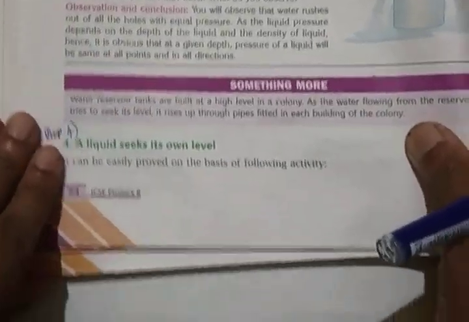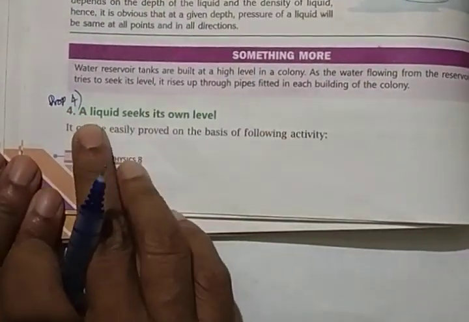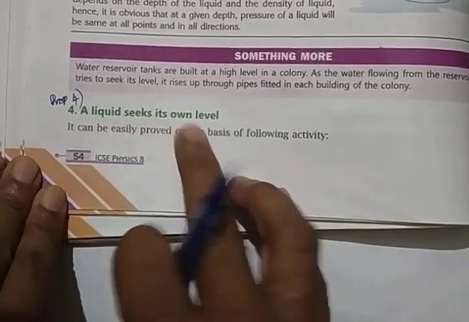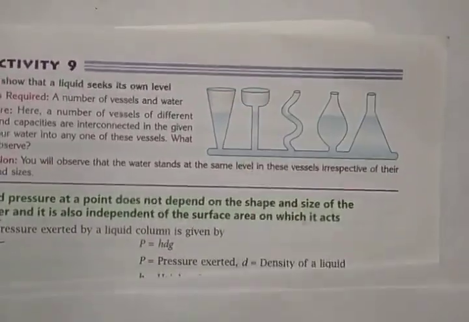Okay, next we go to property number 4. A liquid seeks its own level. Property number 4 is: liquid seeks its own level. Now, this can be proved with a special apparatus. This is the apparatus.